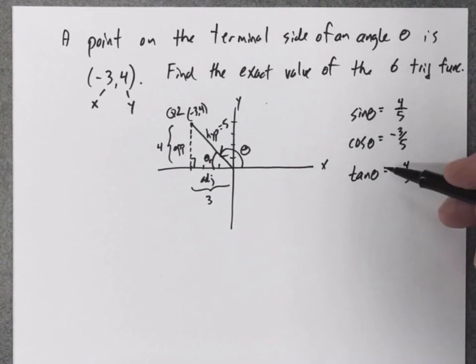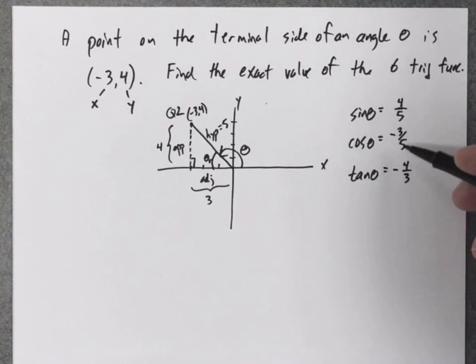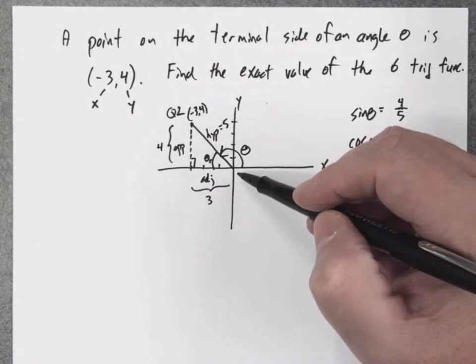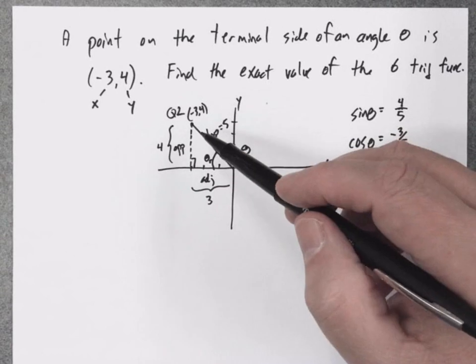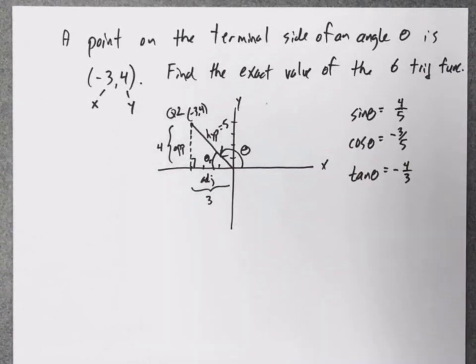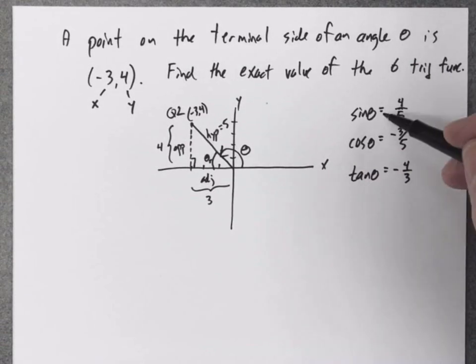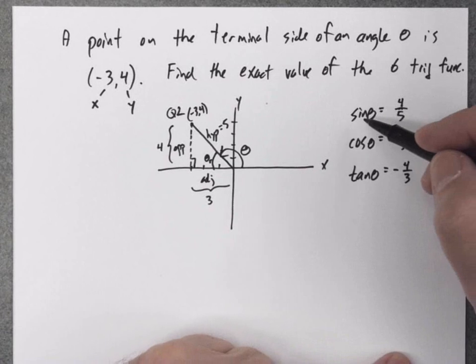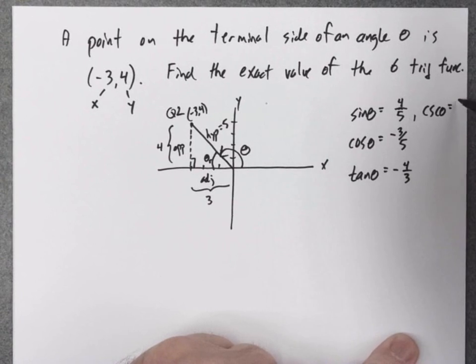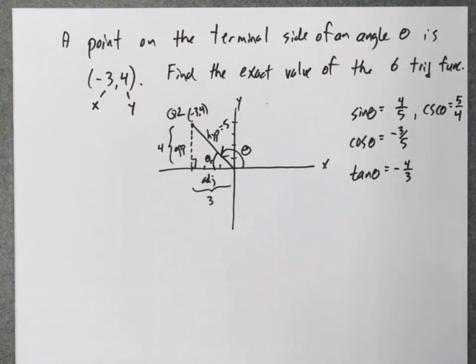So these are the 3 main trig functions. I got these all from my right triangle trig, and then also knowing that my angle's in the second quadrant. So if I get the remaining 3, now I can just do what I always do and take the inverses or the reciprocals. So sine is with cosecant. So you just flip this. Cosecant will be 5/4.